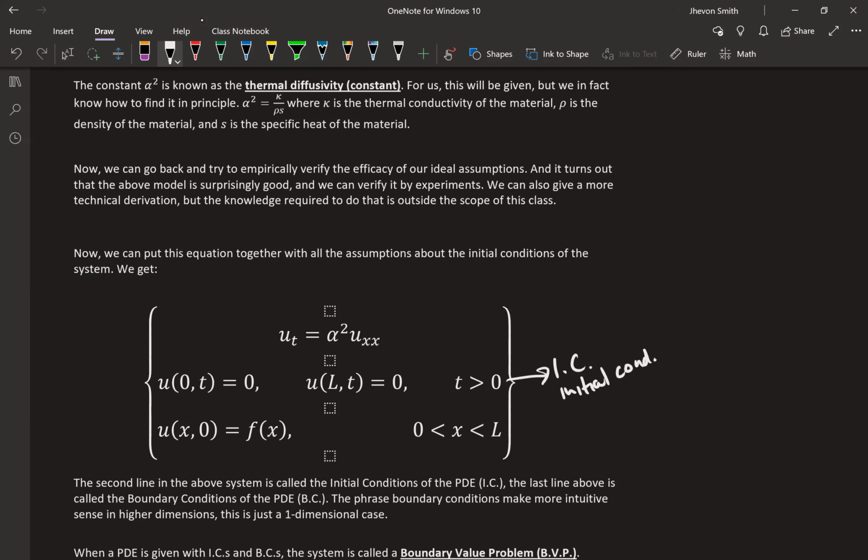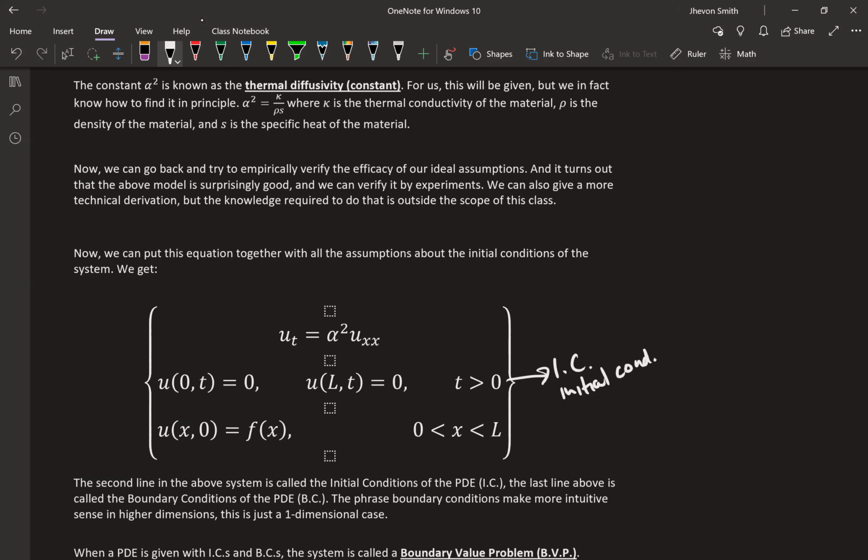Then we have u(x, 0). So this is at time 0. And I'm assuming that I know how to measure the temperature throughout the rod. So for x between 0 and L, I know at 0 and at L it's 0. But for all x values between 0 and L, my temperature is given by this function at time equals 0.